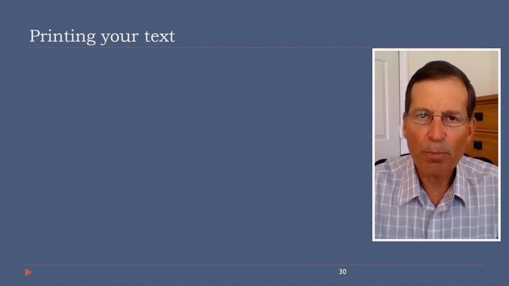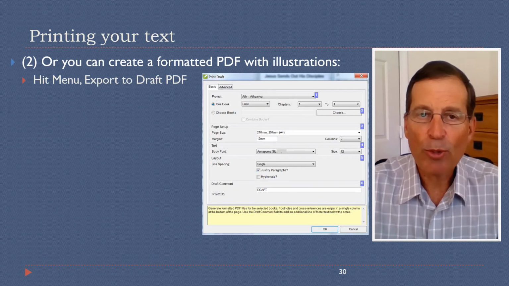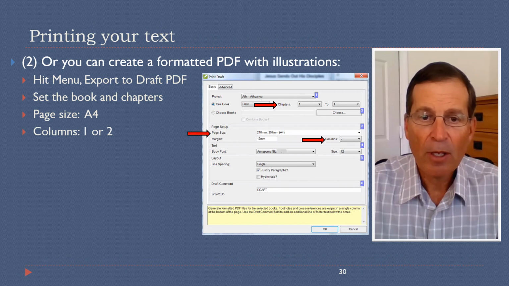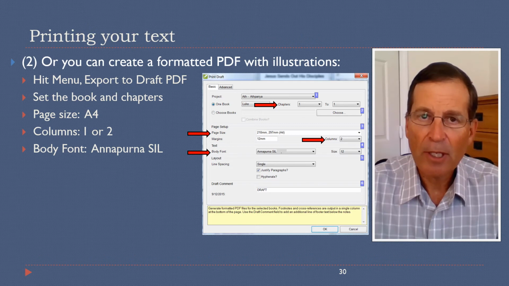The second way that you can print from Paratext allows you to create a formatted PDF with illustrations. To do this, you hit Menu, Export to Draft PDF, and this window will appear. You set the book and chapters that you want to print, the page size, usually A4, columns, 1 or 2 columns, the body font. In Nepal, teams are using Annapurna SIL. The size, usually 12, but perhaps 14.